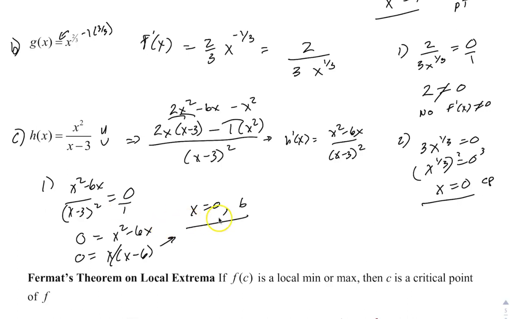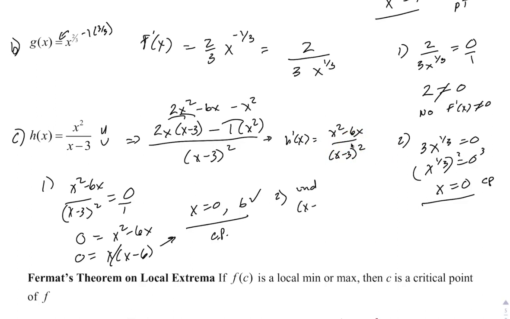Now, are those in the domain? Remember, the only thing you cannot have, if you look at this function, is 3. The only thing you can't divide by is 3, because then that makes the denominator 0. So those are both good. If I plug in 0, I get a number. If I plug in 6, I get a number. So those are some of my critical points. That's the first way, though, where we set the derivative equal to 0. We also got to find the ones where the derivative is not defined. So you set the denominator equal to 0, where it's undefined.